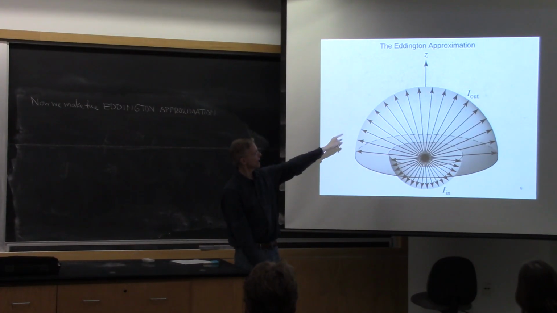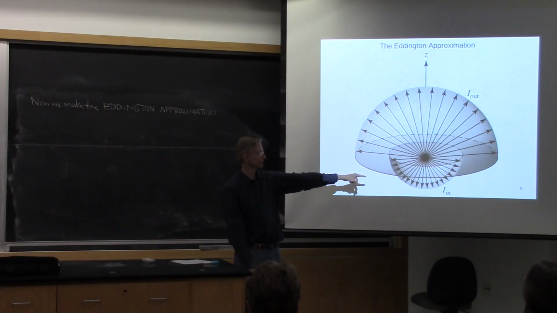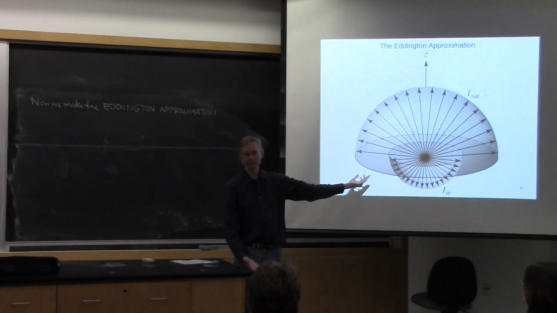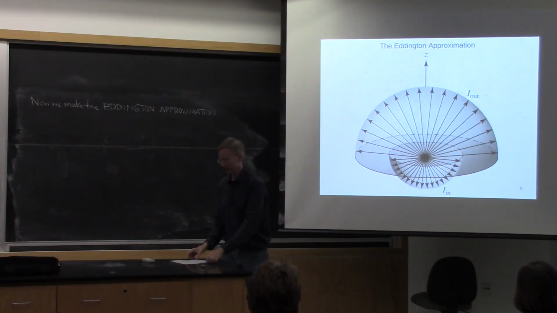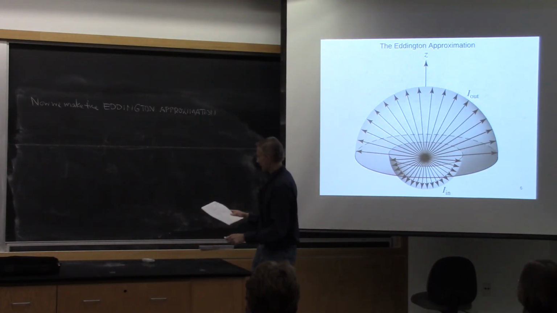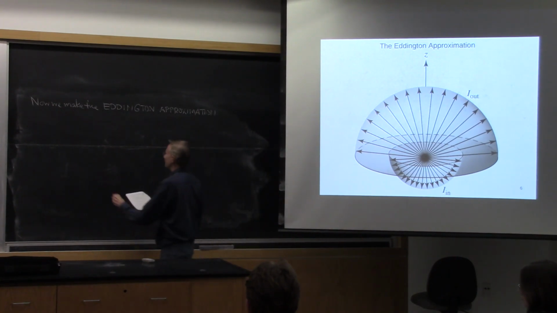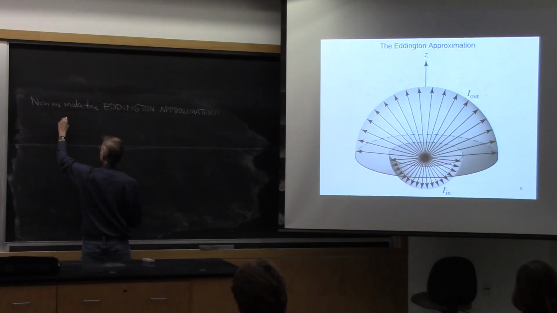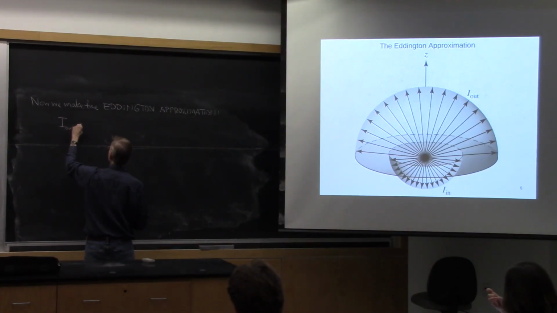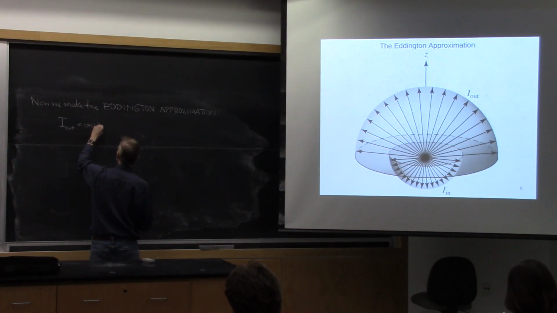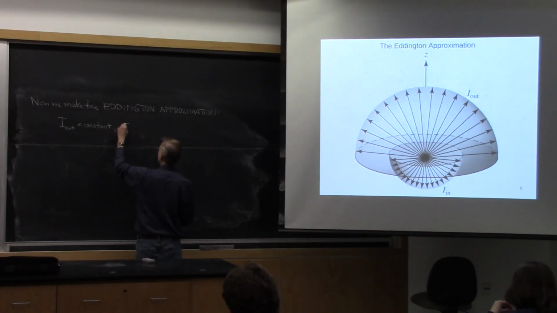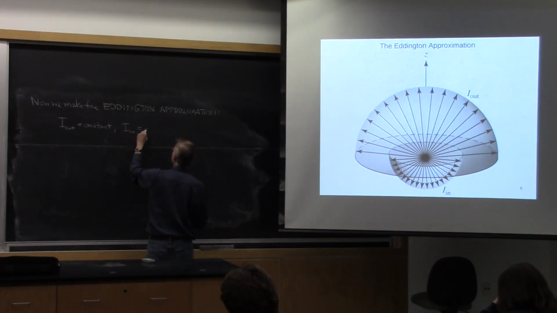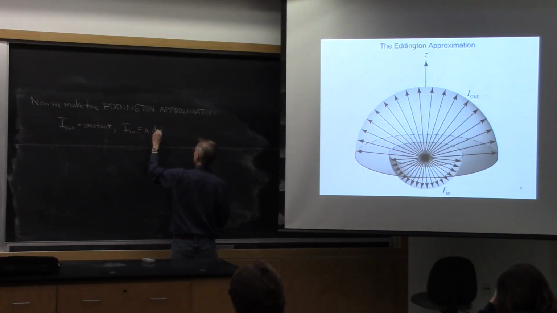with the constant outward specific intensity being bigger than the constant inward one, because there has to be a net flow outward of radiation. So the Eddington approximation is I out equals constant, between theta equals 0 and theta equals pi over 2, and I in equals a different and smaller constant.